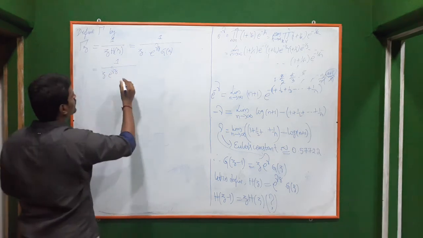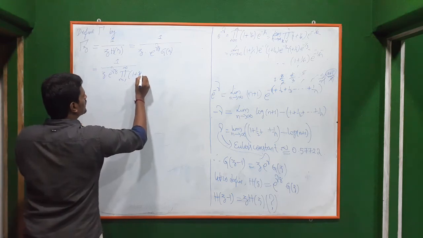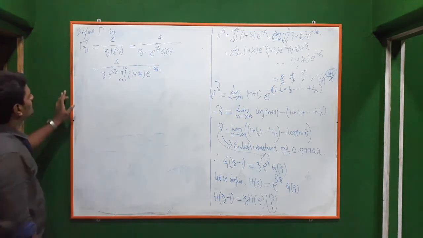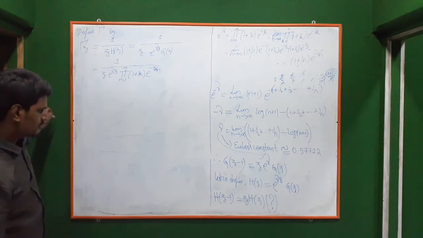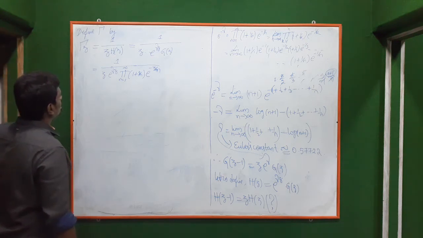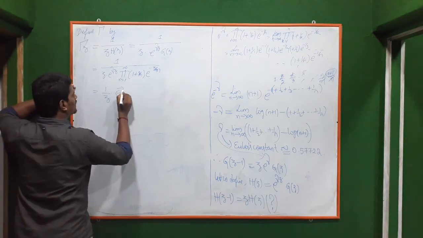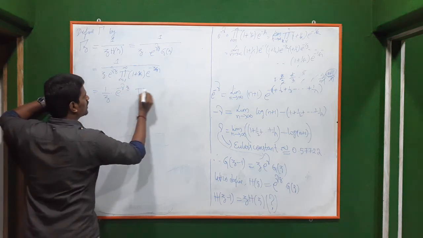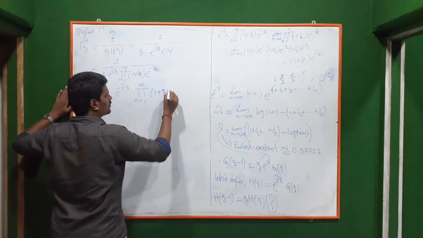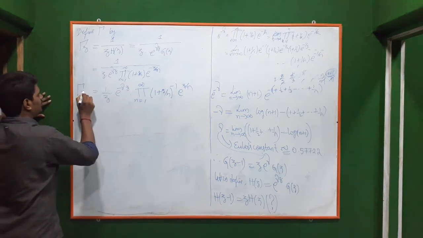G of z, in the beginning we have told something. That is product n from 1 to infinity 1 plus z by n e power minus z by n. So this is the function. So this is equal to 1 by z times e power minus gamma z into the product n from 1 to infinity 1 plus z by n to the power minus 1 e power z by n. This is the definition for gamma of z.